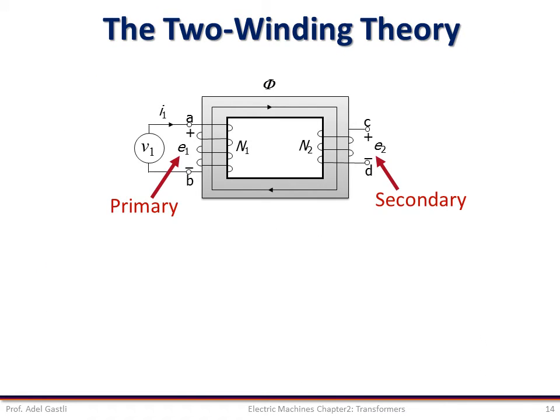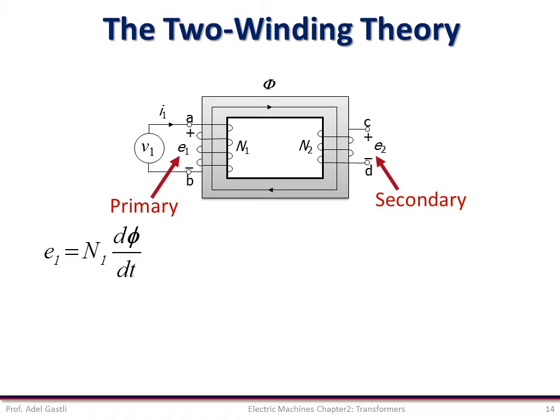Let us consider the two-winding structure composed of a magnetic core and primary and secondary windings as shown here. The primary winding is energized with a sinusoidal voltage V1. There will be a current I1 flowing in the primary winding, which generates a flux phi in the core. Now, if we neglect the leakage flux in the windings, then we can consider that the same flux will cross both windings. This flux induces electromotive forces (EMF) E1 and E2 in the primary and secondary windings respectively.